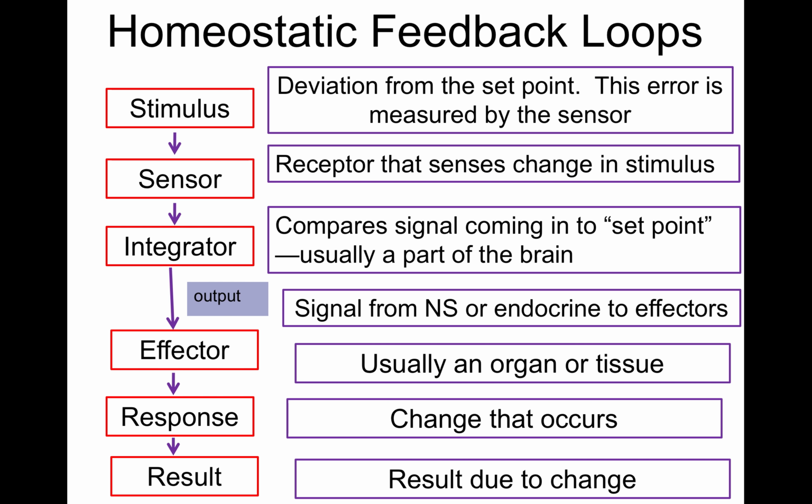Now, when we talk about homeostatic feedback, this is basically the components you need to know: stimulus, sensor, integrator, output, effector, response, and result. A stimulus is basically a change within your homeostasis. Going back to the example I was discussing with you, your body temperature, the stimulus would be body temperature going above or below the 37 degree, which is acceptable.